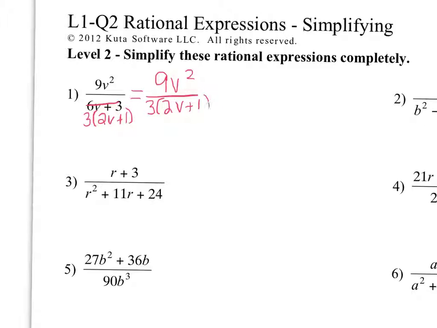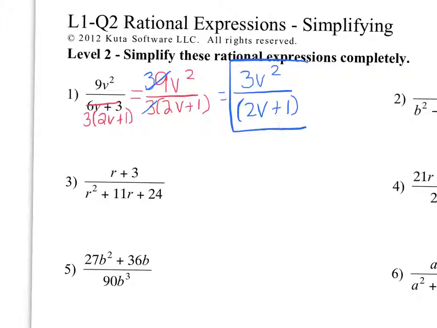And then you want to look to see if there's anything that can cancel out. In this case, 9 over 3 can reduce to 3 over 1. So my final answer is going to be 3v squared over, and then we've got our 2v plus 1. That would be our final answer.